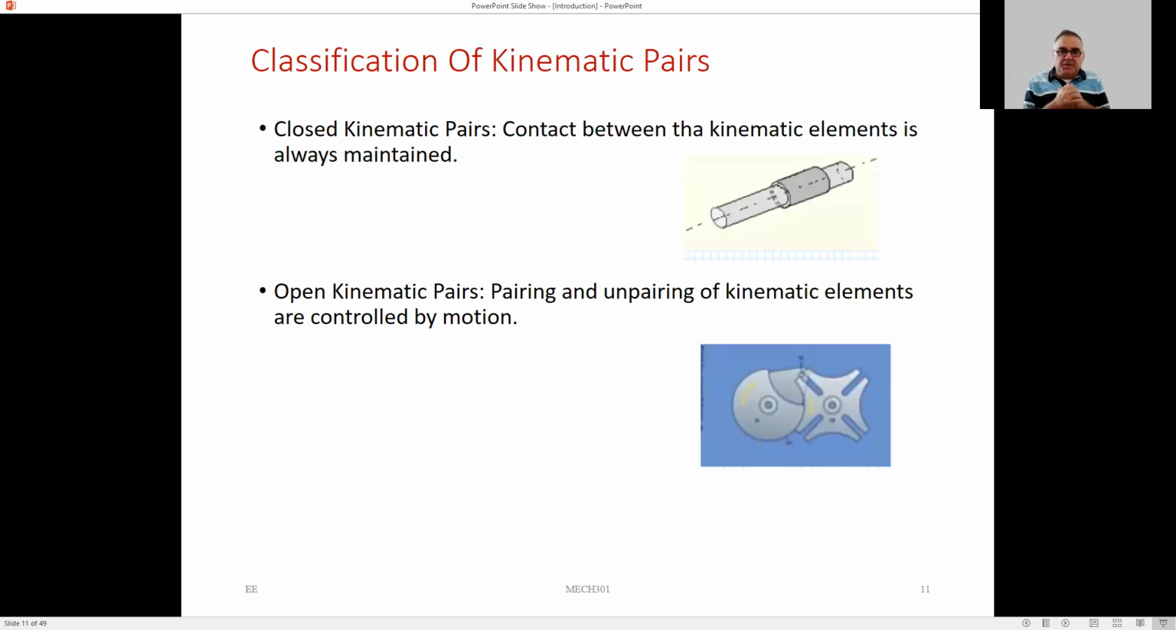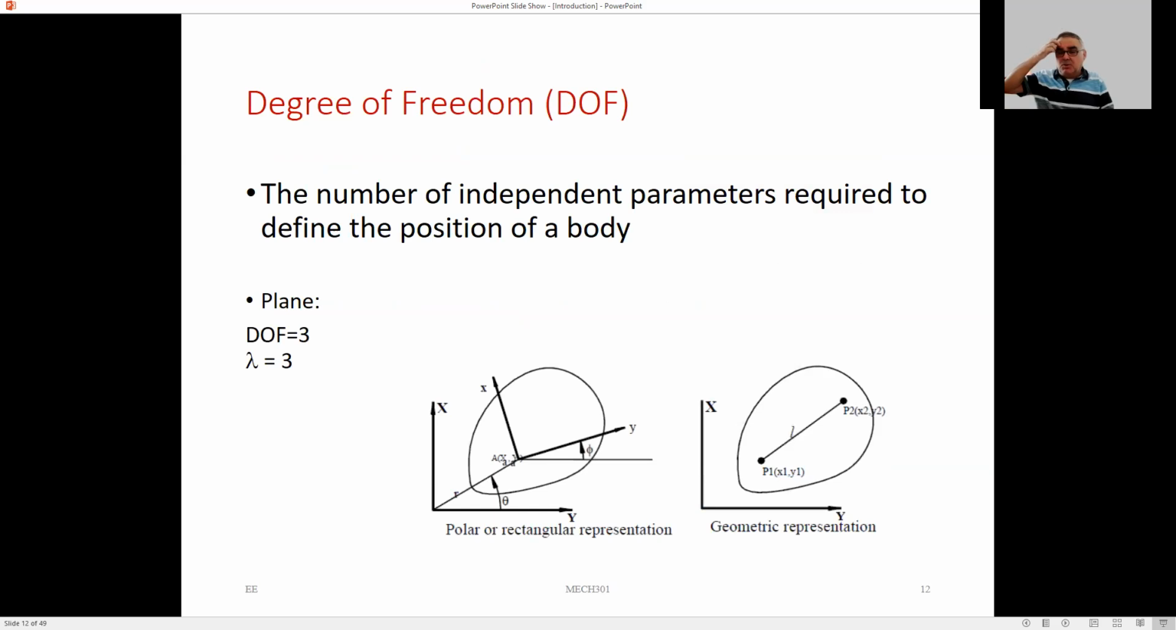Okay, the kinematic pairs can be open or closed, but let's skip that. And let's go to degree of freedom for the time being, because this is an important concept, which we will be using starting from next week. So we will try to understand the degree of freedom of a mechanism.